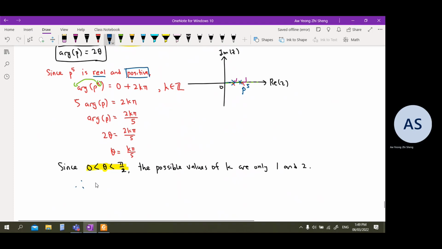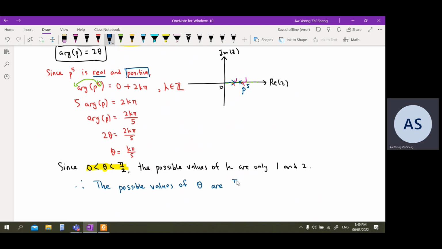And therefore, the possible values of theta are pi over 5 and 2 pi over 5. And that's all.